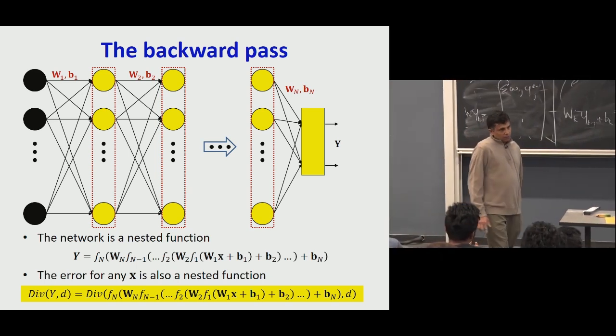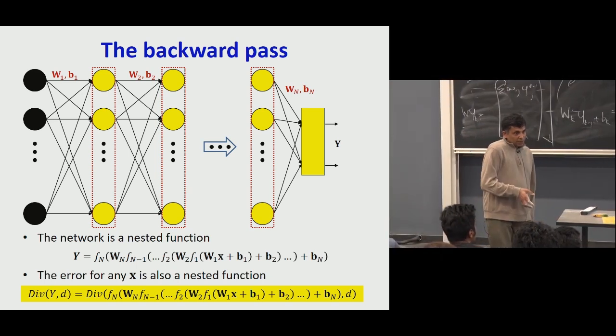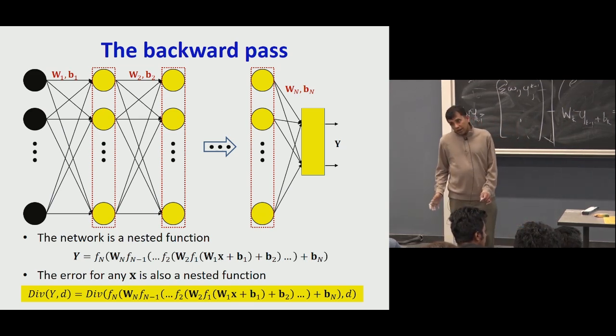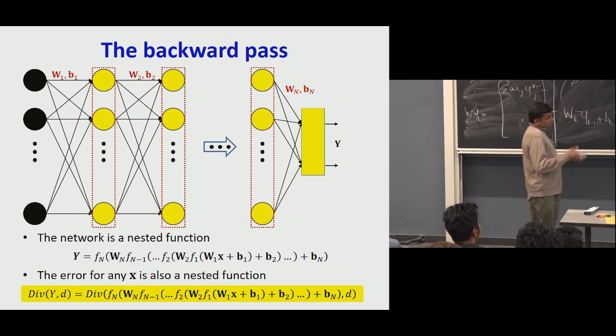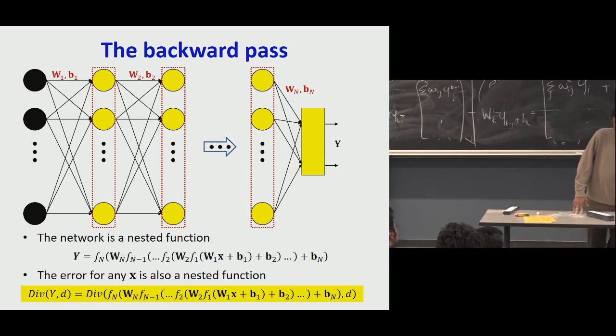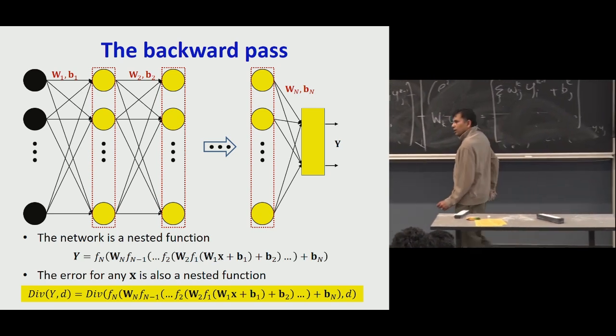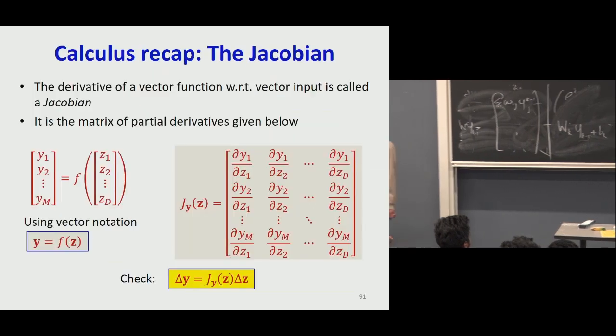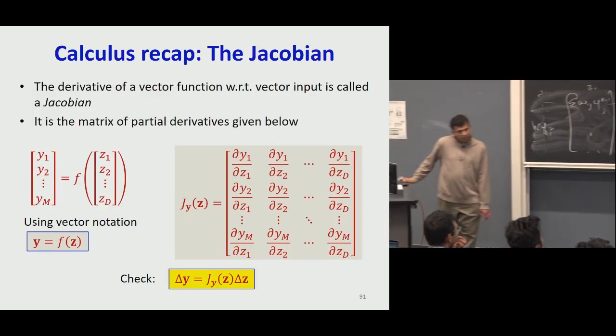And when we begin thinking, the divergence is a scalar function of many variables, which are both vectors and matrices. The biases are vectors, the weights are matrices. The divergence is also a scalar function of the vector affine combinations, the z's. It's a function of the y's, right? So here's a simple calculus recap.